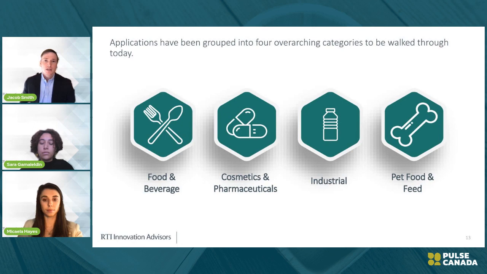So the last slide that I'll be presenting today, before I hand it off to Sarah and Michaela to walk through some of the more specifics, is this overview that highlights there are a wide range of applications and sub-applications that are covered within that written report. We've grouped these into 4 different categories that we'll walk through as part of this presentation today. And we've tailored this mainly towards food and beverage applications and sub-applications, and we'll briefly touch on the cosmetics, pharmaceuticals, the industrial and the pet food and feed, just to note that these are important areas where there are potentially high volume opportunities for pulse starch moving forward.